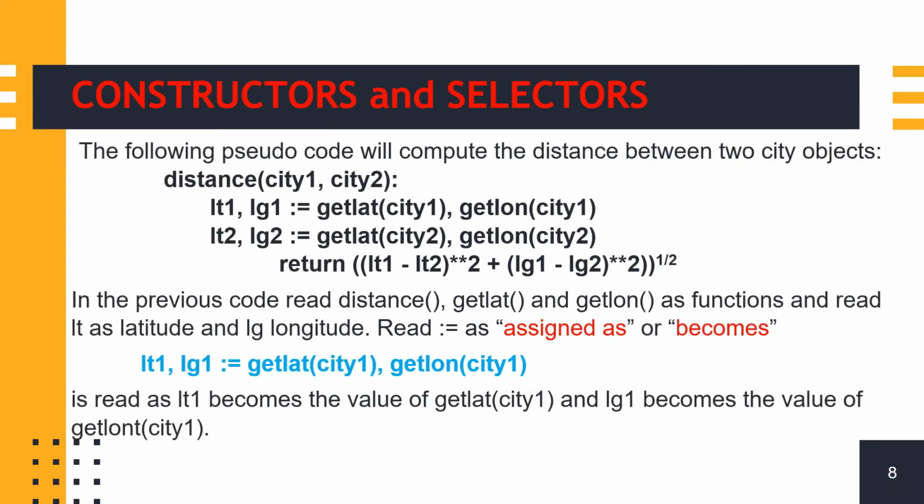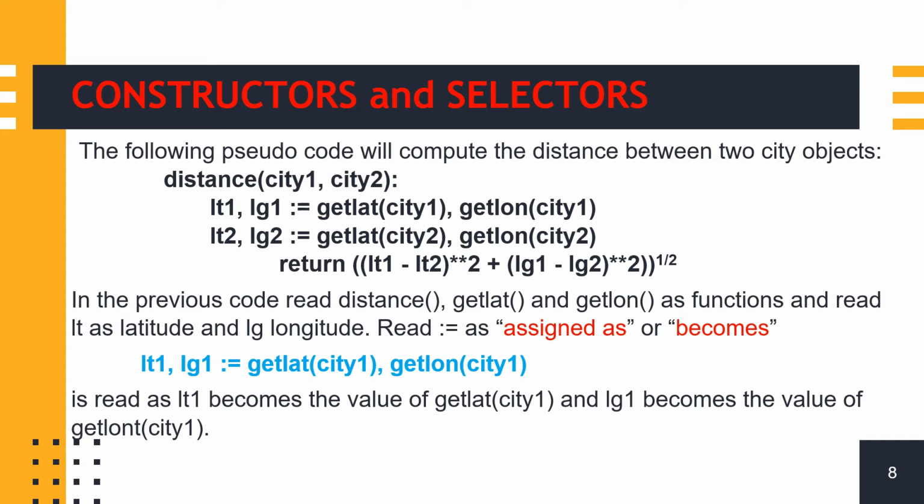Now, the following pseudocode will compute the distance between two city objects. distance(city1, city2): lt1, lg1 := get_lat(city1), get_lon(city1); lt2, lg2 := get_lat(city2), get_lon(city2). Return ((lt1 - lt2) ** 2 + (lg1 - lg2) ** 2) ** (1/2). These are within brackets, the whole to the power 1 by 2.